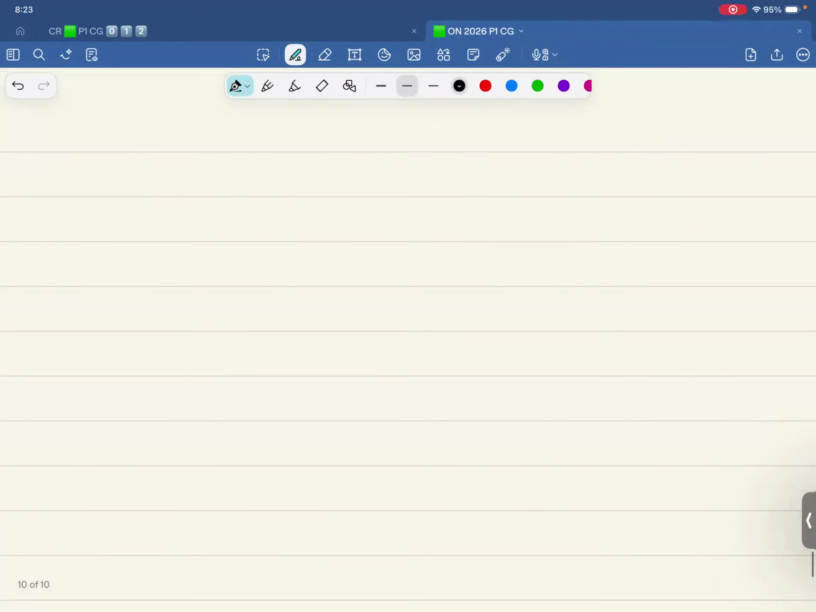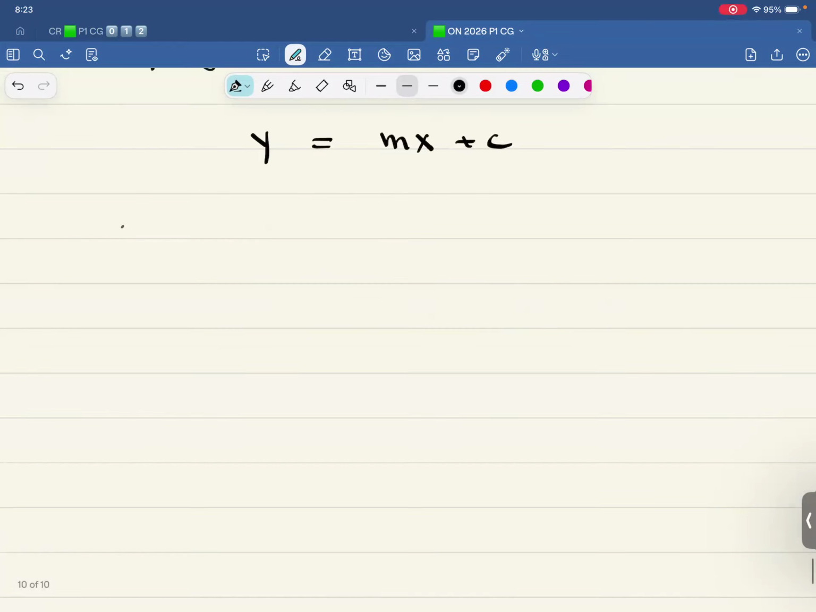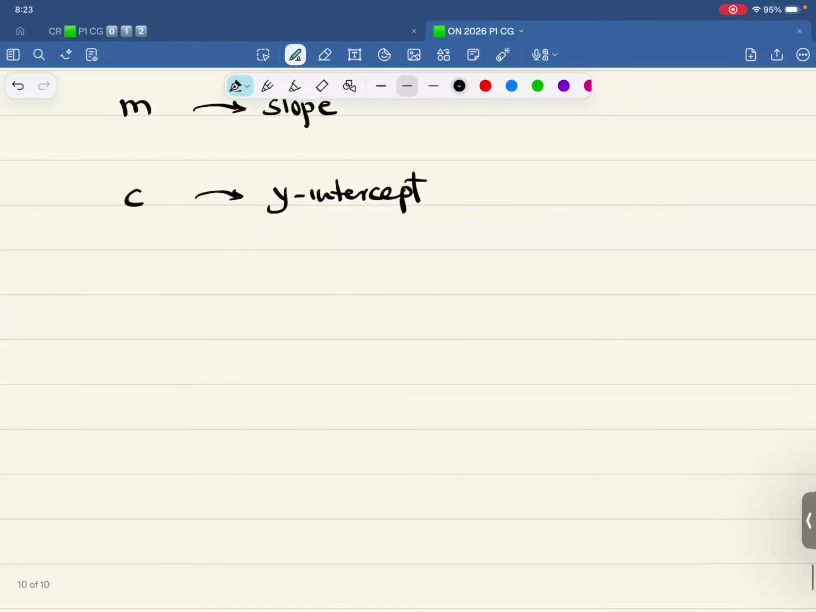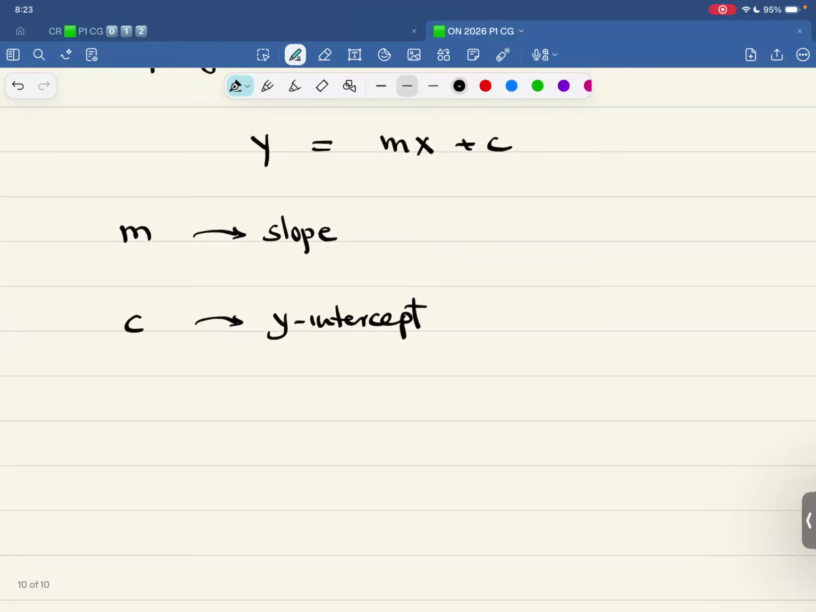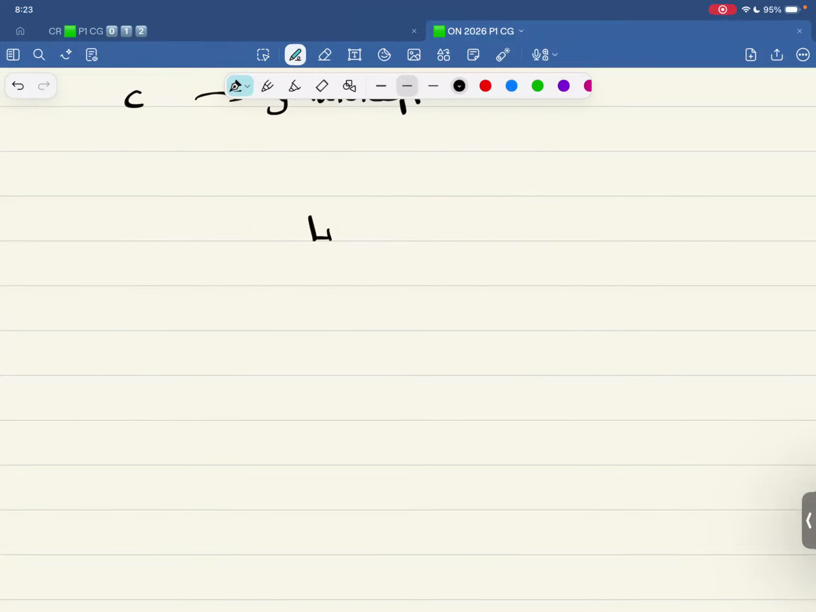What else? Equation of a line. y is equal to mx plus c. So y is equal to mx plus c, where m stands for the slope and c is the y-intercept. And this is what you are getting. Now also let's talk about this thing.